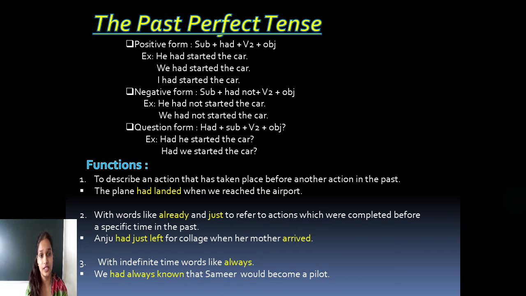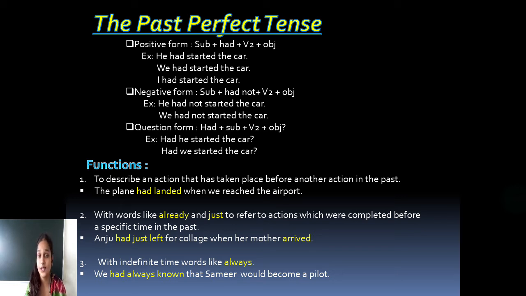Now, how do we form a negative sentence of past perfect tense? First the subject the sentence is about, plus had as auxiliary, plus not, because in negative form not is important, plus verb second form, plus object. Example: he had not started the car. He is the subject, had the auxiliary, not because not is important in negative form, started verb second form, the car object. We had not started the car follows the same pattern.